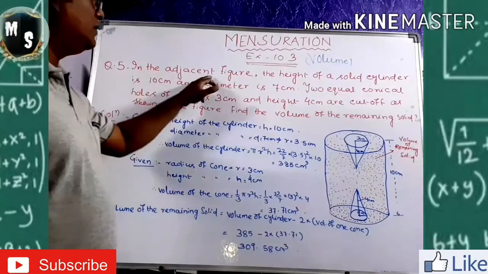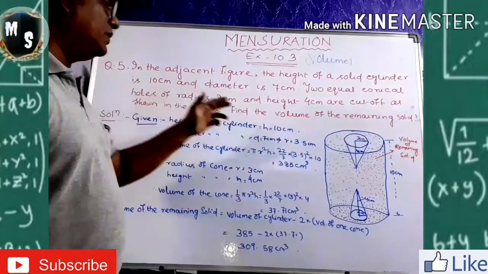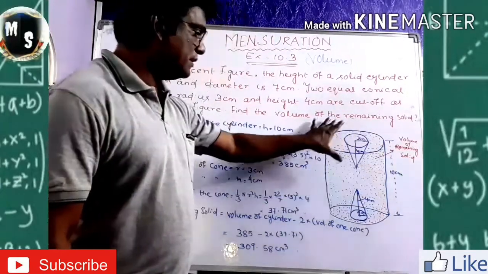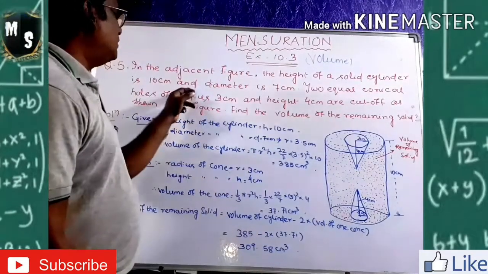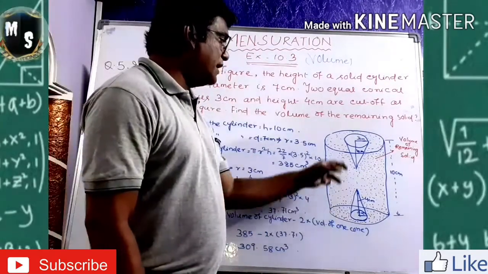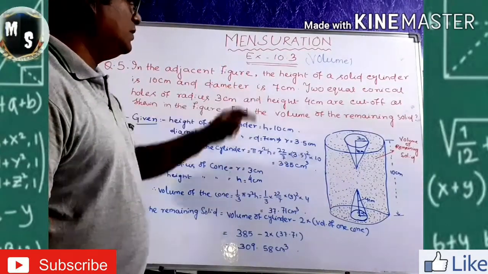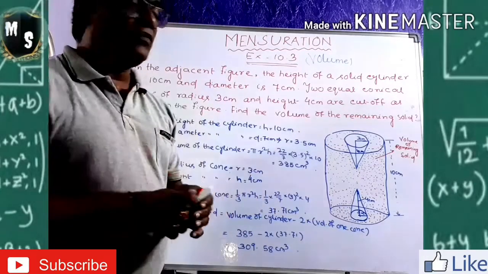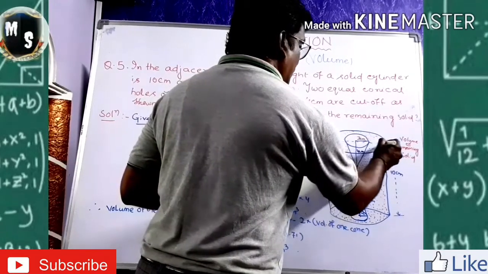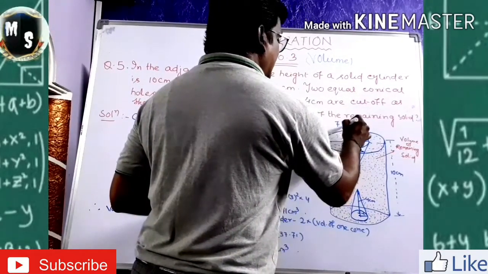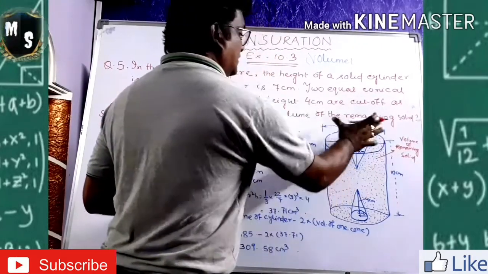In the adjacent figure, the figure is given to you. The height of a solid cylinder is 10 centimeter. The cylinder height is given to you. So you have to draw the cylinder and show the height, that is 10 centimeter. And the diameter is 7 centimeter. So what is the diameter? Diameter of the cylinder. That means this whole width is given to you as 7 centimeter. Clear? I hope you understood.